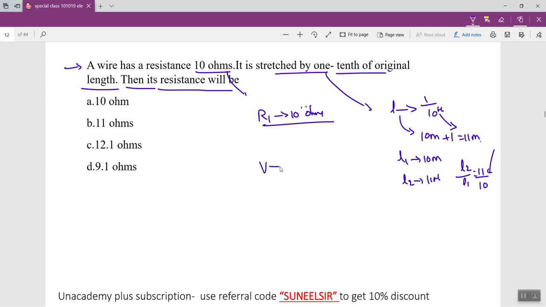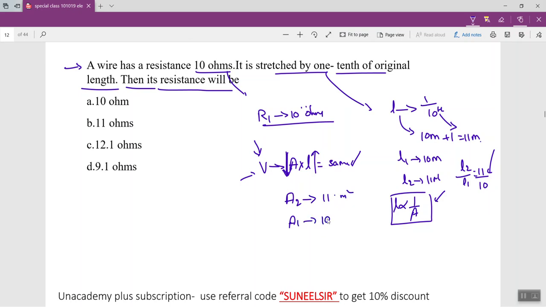And we know very well that for the given volume, area into length will be constant. That means if the length increases, the area must decrease. Both are inversely proportional here. As length increases by 1 point, area decreases by 1 point. So if A2 is taken as 11 meters square, then A1 will be 10 meters square. Why? Because these two are inversely proportional. The length increases from 10 to 11, and the area decreases from 11 to 10.